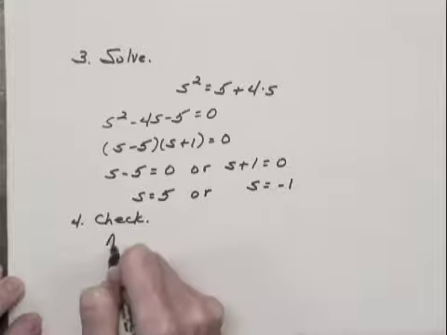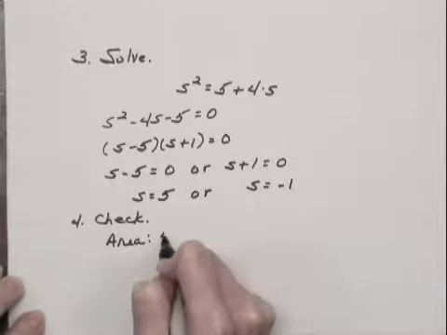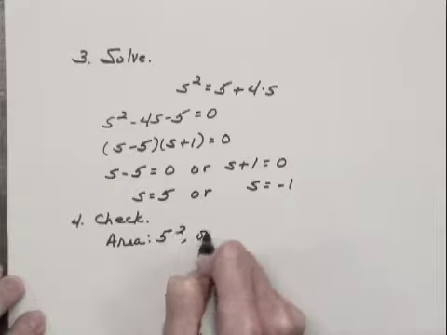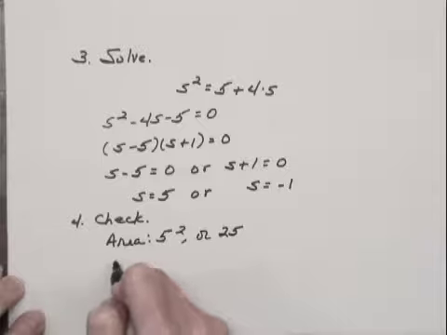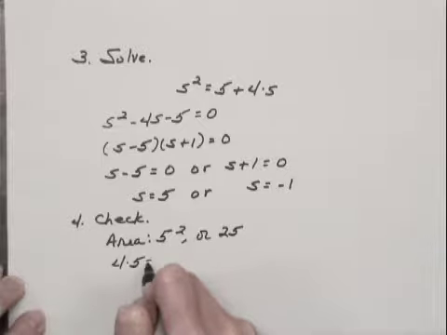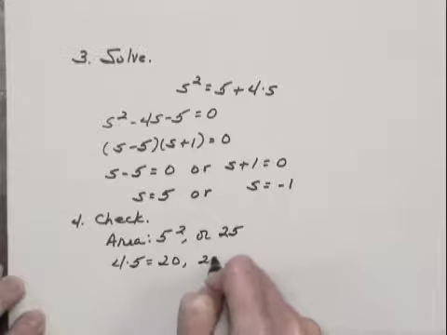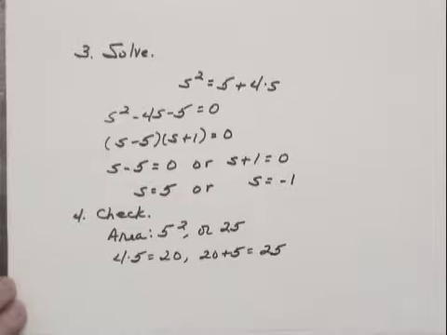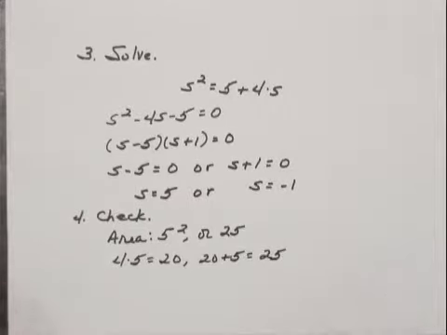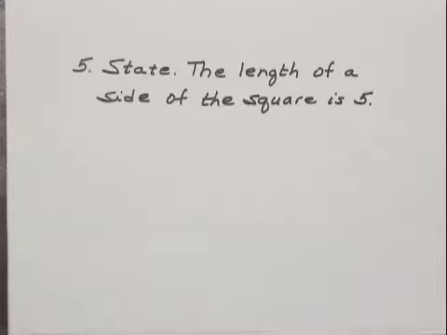The area of a square whose length of a side is 5 is 5 squared, or 25. 4 times the length of a side is 4 times 5, or 20. And 5 more than this is 20 plus 5, or 25. So we see that the area is 5 more than 4 times the length of a side, so the answer checks. And we can state the result: the length of a side of the square is 5.